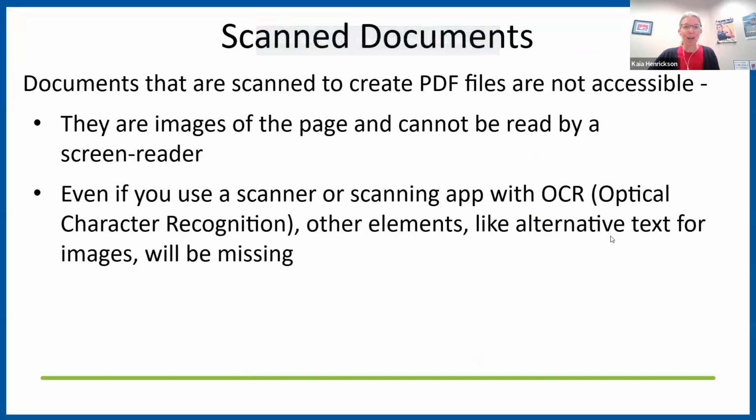Even if you do the OCR aspect, or if you use a scanner that has OCR, there are other elements required to make the PDF truly accessible. Things like having alternative text for images and having some kind of heading structure, especially for a longer text, like a section from a textbook.